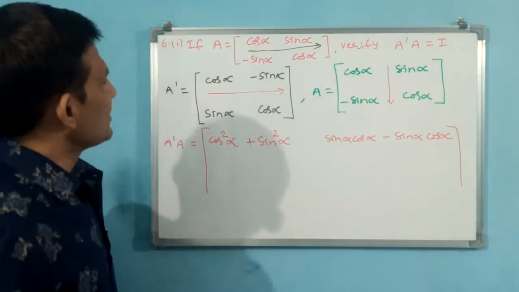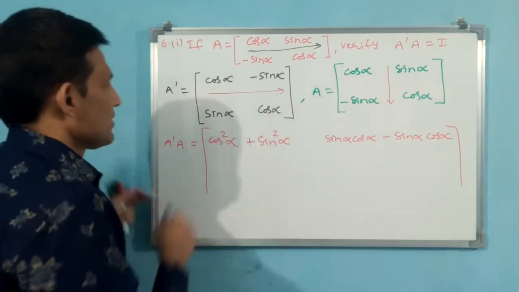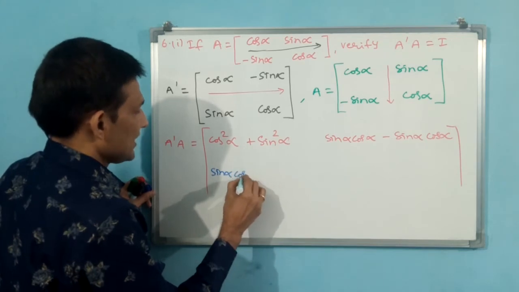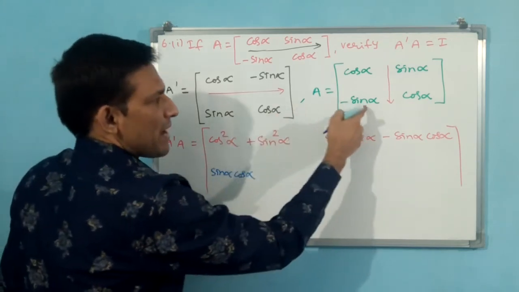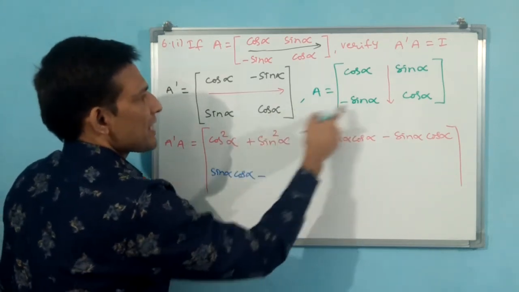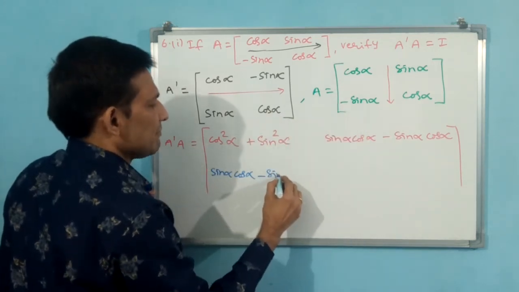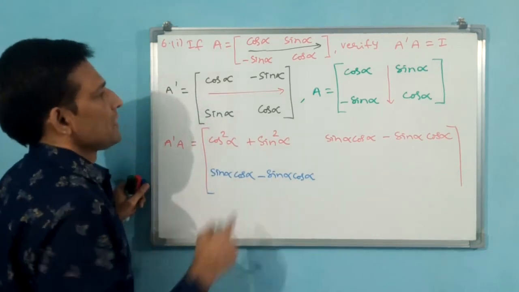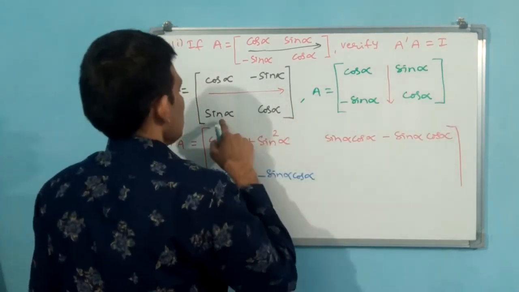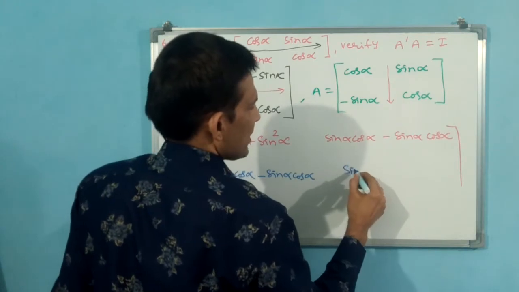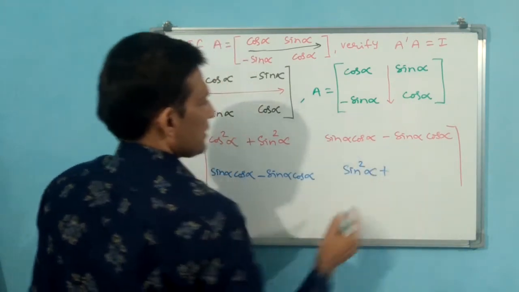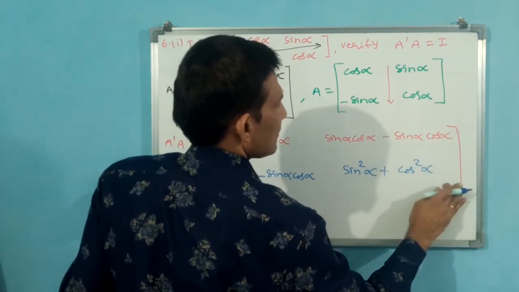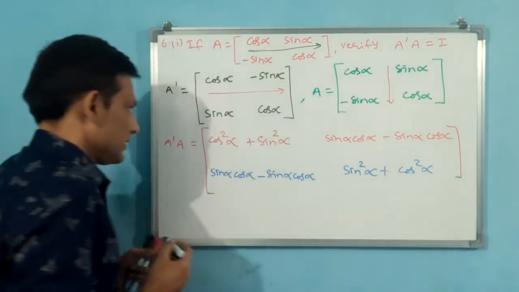Now let us go to second row, first column: sin alpha, cos alpha, write down sin alpha cos alpha, and cos alpha minus sin alpha, minus I am keeping, but I am writing sin alpha cos alpha. Both are the same. Now second row, second column: sin alpha into sin alpha, sin square alpha, plus cos alpha into cos alpha, cos square alpha.